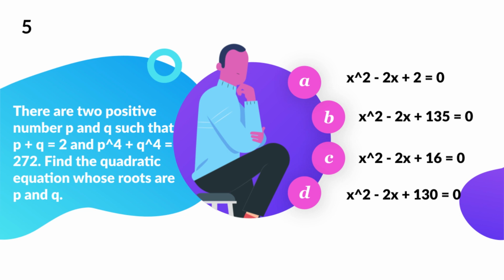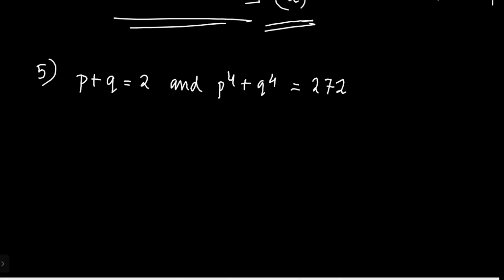Now just see, it is number 5. Two positive numbers p and q are given, and the condition is p plus q equal to 2 and p to the power 4 plus q to the power 4 is equal to 272. To write a quadratic equation with its two roots, we all know that it is x square minus sum of the roots into x plus product of the roots. Here the sum of the roots is known to us, but we have to know the product of the roots. That means we have to find the value of pq. We can easily find it, as we have enough information given.